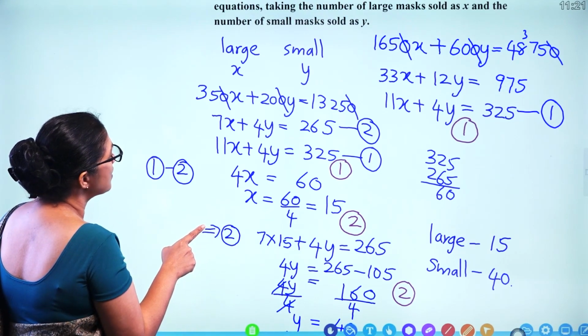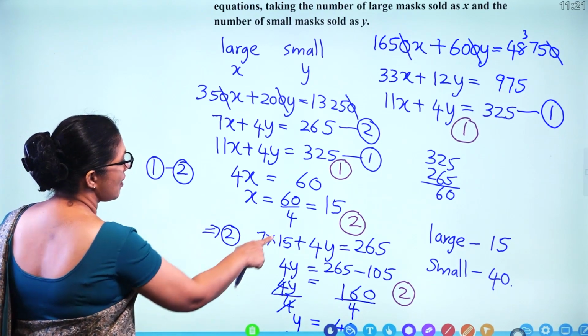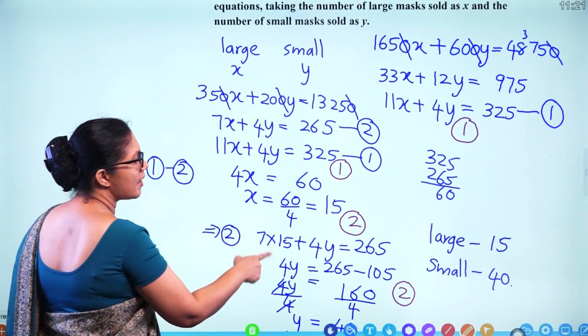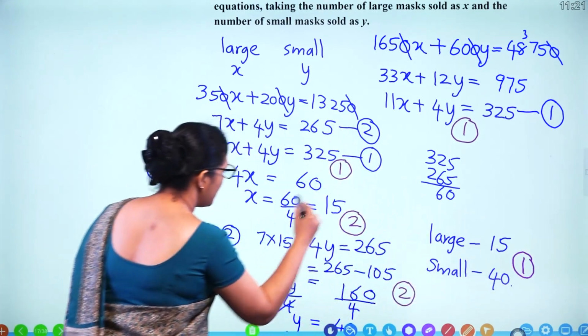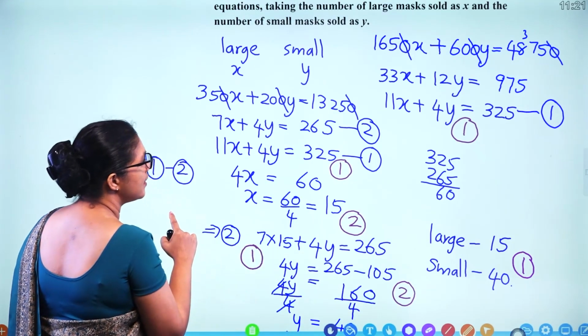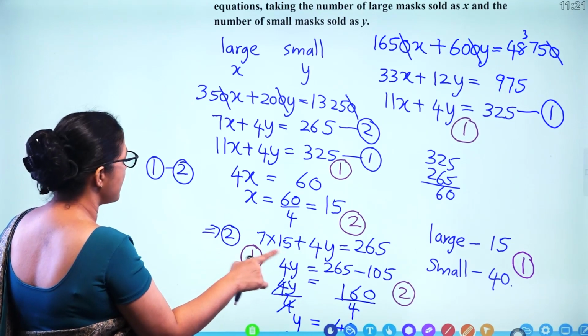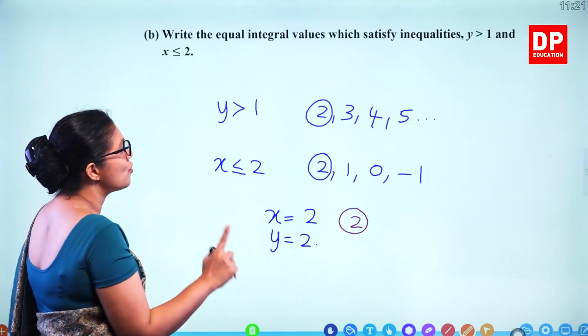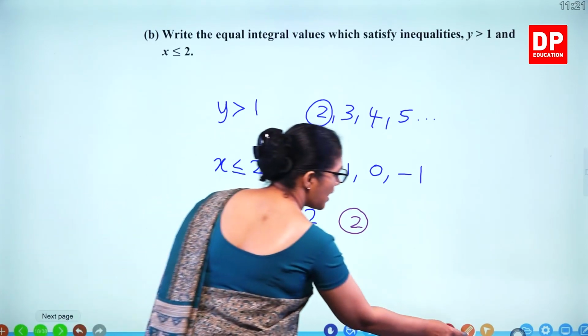So 2 marks for the method mark as well. So 1 mark for writing it and 1 mark will give for the method. So 8 marks here, 1, 2, 3, 4, 5, 6, 7, 8, and then 2 marks for part B. So altogether 10 marks.